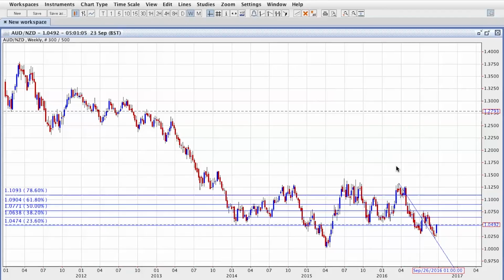And I think over the next couple of weeks we'll certainly be having a look at some cross currency pairs against the New Zealand dollar, if the New Zealand dollar is about to decline and other pairs may find some strength against it.